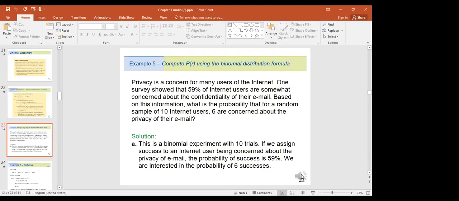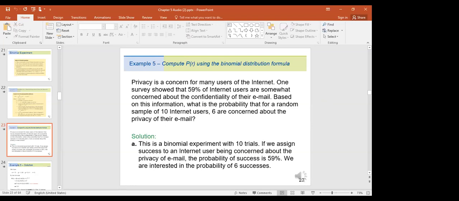Privacy is a concern for many users of the internet. One survey showed that 59% of internet users are somewhat concerned about the confidentiality of their emails. Based on this information, what is the probability that for a random sample of 10 internet users, 6 are concerned about the privacy of their email? So here, n equals 10, p equals 0.59.